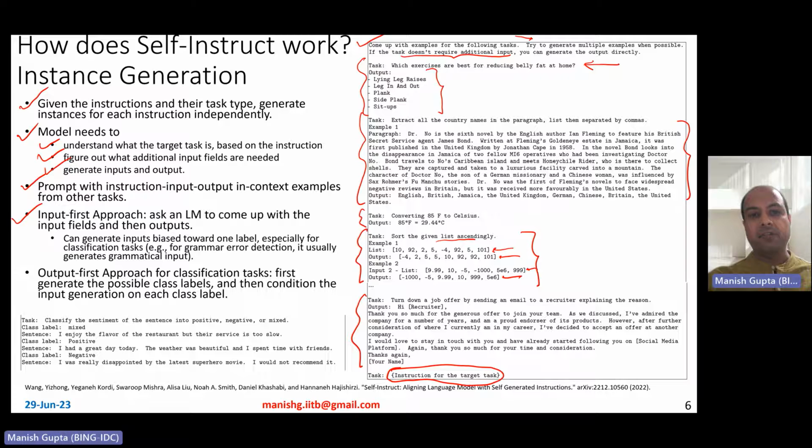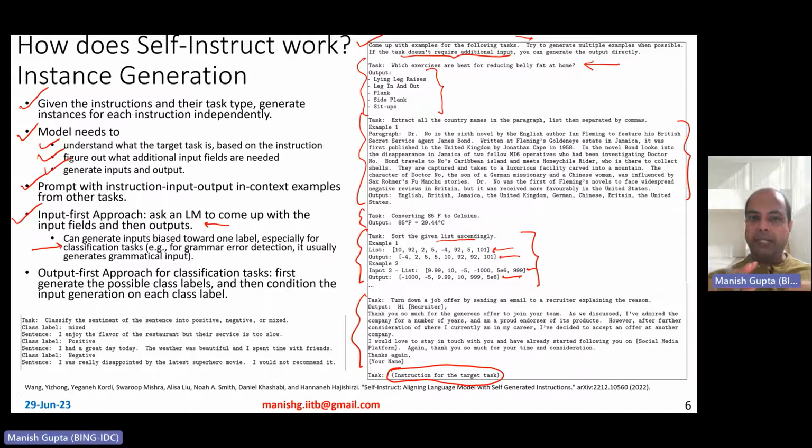So you ask a language model to come up with the input fields and then the output, and that's how typically one would do it. However, there are problems with this way of doing things. In this way, the model can actually generate inputs biased towards one label, especially for classification tasks. For example, for grammar error correction as a task, it usually generates grammatically correct input and then just outputs saying yes. So that's a big problem.